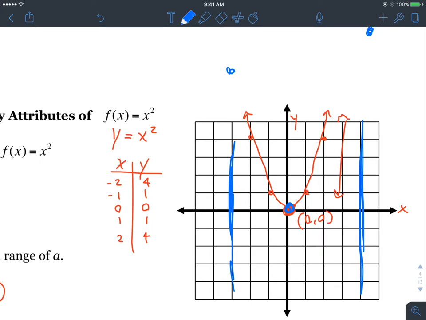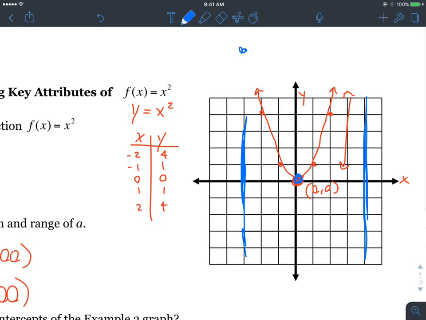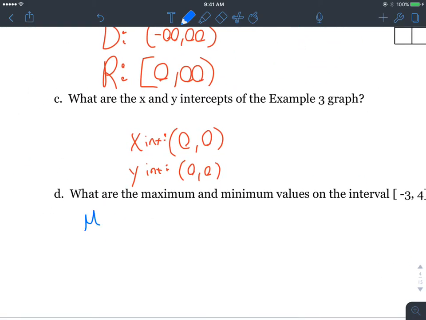So for the minimum, we have to use the graph, kind of like what I was talking about with the absolute value graph right here. We have to use the graph to tell what the minimum is. So I'll go ahead and put that based off of the graph. The minimum is y equals 0.